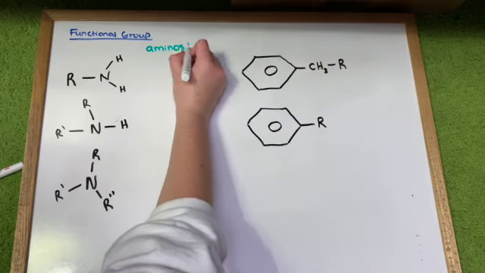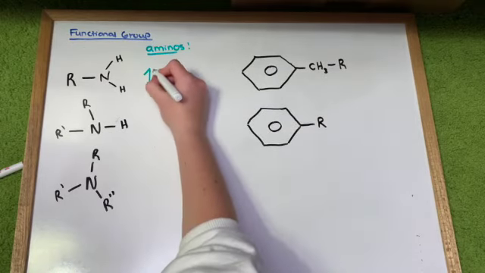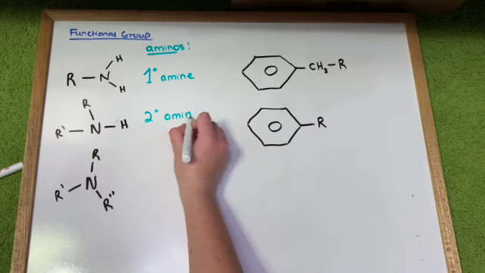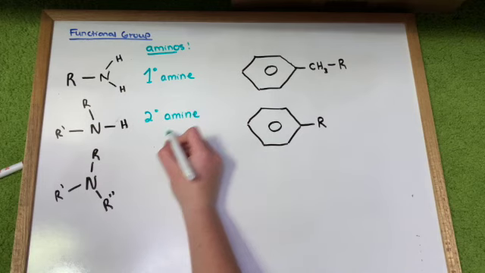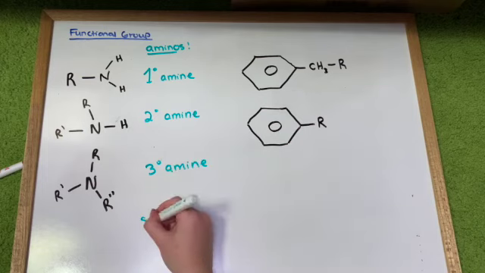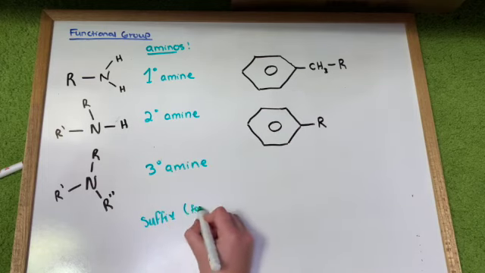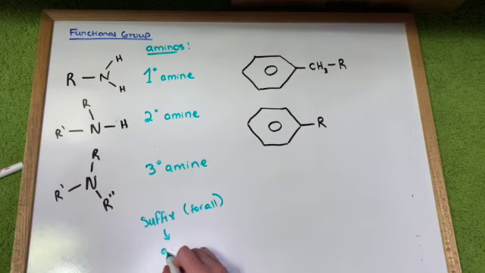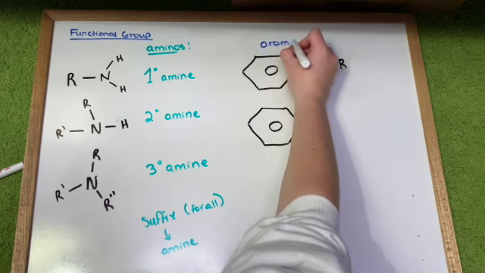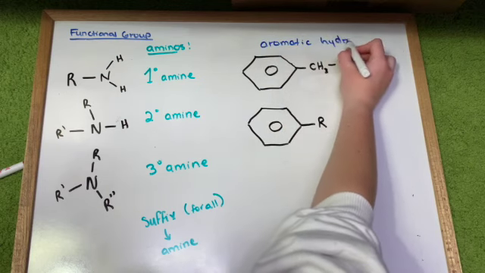There's also the amino functional groups. So first we have our primary amine, which, as you can see, has two hydrogens attached to the nitrogen and then it has another chain. Then we also have the secondary amine that has two different chains attached and a hydrogen attached to the nitrogen. Then finally you have the tertiary amine, which has three different chains attached to it. The suffix for all of them is amine.